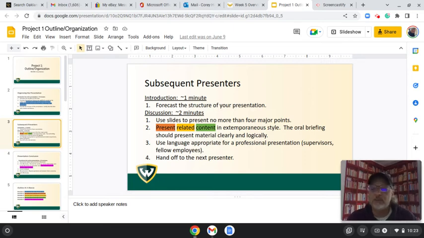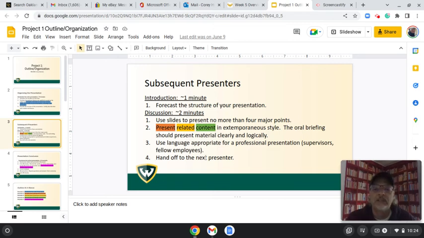Each subsequent presenter would then forecast the structure of their individual part, or the introduction of their specific part. Use slides to present no more than 4 major points, in total, not necessarily per person. And then you present the related content for your particular section. What is it that you are talking about? Now, this color coding will make sense in a minute. Use language appropriate for professional presentations. Think about who you are presenting to.